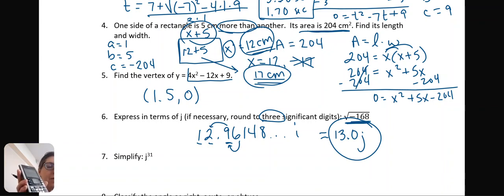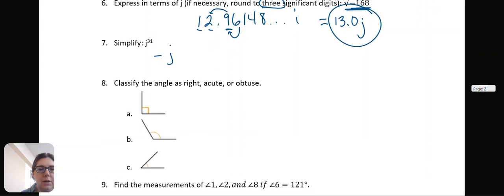And then you need your power button. So the power button is not the square button, it's the one next to it that looks like an arrow pointing up. So click on that, and then type in 31, and it gives you that. So what it's telling you is if you multiplied in your calculator j times j times j times j, and you did that 31 times, you would end up with a negative j, thanks to the pattern. Okay, we're getting there, almost there.